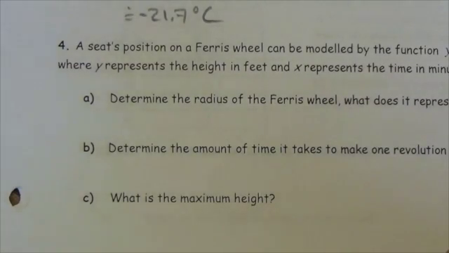A seat's position on a Ferris wheel can be modeled by the function y is equal to 18 cosine of 2.8 x plus 1.2, plus 21, where y represents the height in feet and x represents the time in minutes. All right, notice in this question we're back to Ferris wheels. That's a really common question to go to. It's an easy one to make questions from.